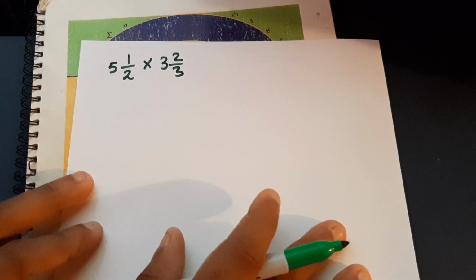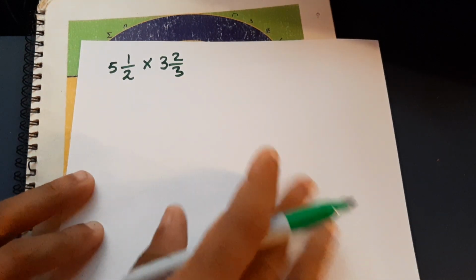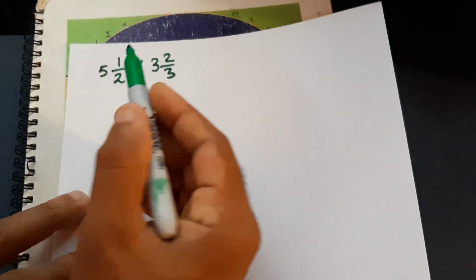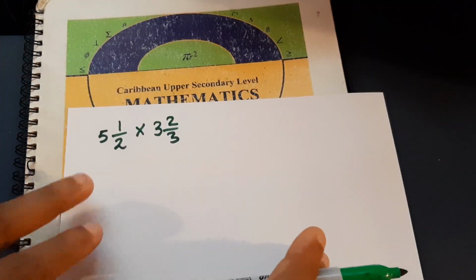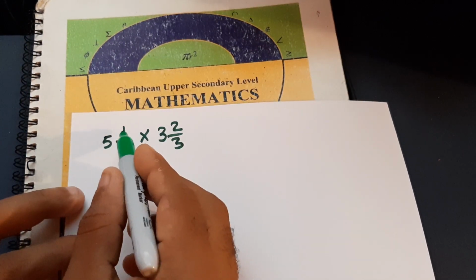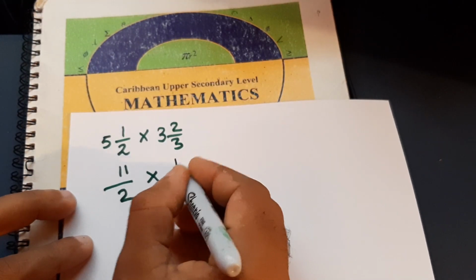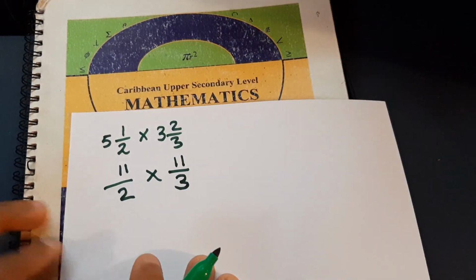So the first thing I'm going to do, I'm going to change these numbers to improper fractions. So I'm going to multiply 2 times 5, that's going to give me 10. 10 plus 1, that's going to give me 11/2, multiplied by 3 times 3 is 9 plus 2, 11/3. Now 11/3, 11/2, let's multiply.